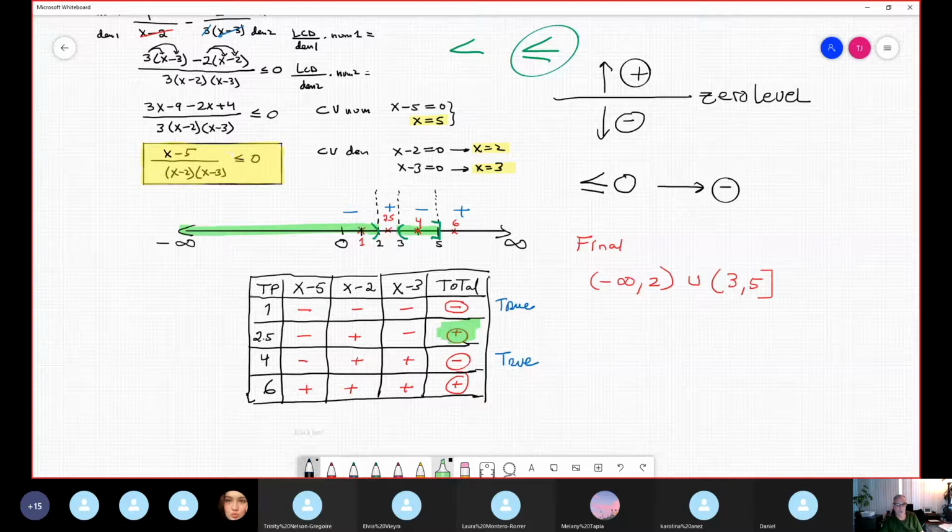For example, you plug directly into our original expression, x minus 5 divided by x minus 3.